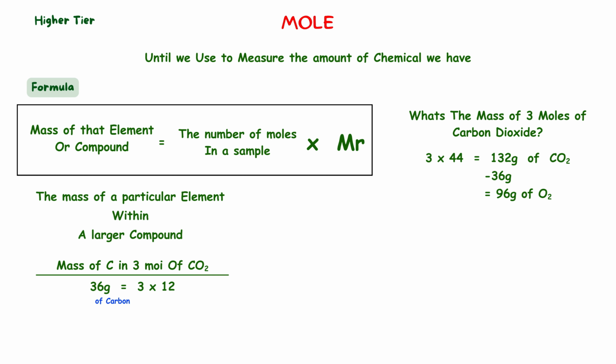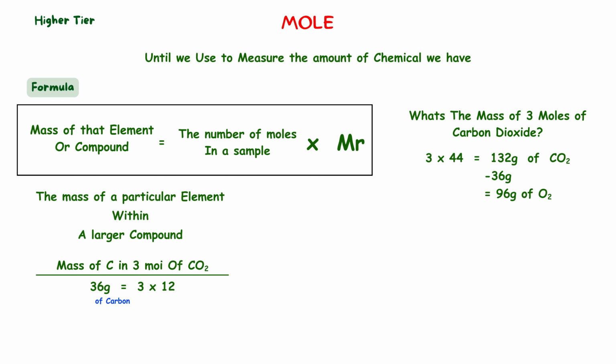We can also rearrange this formula to work out the mass if the number of moles is known. For instance, if we are told that we have 3 moles of carbon dioxide and we need to find the total mass, we simply multiply the number of moles, which is 3, by the relative formula mass of carbon dioxide, which we already know is 44. This gives us a total of 132 grams.